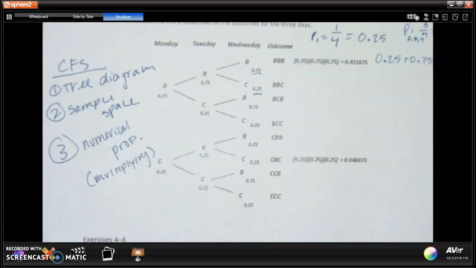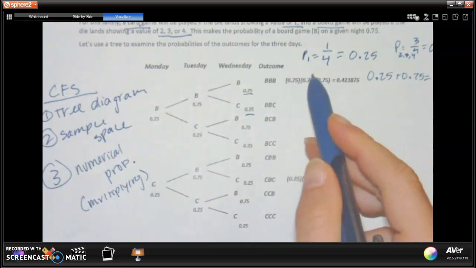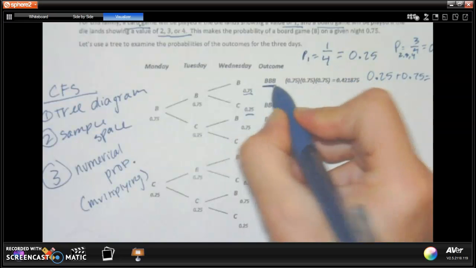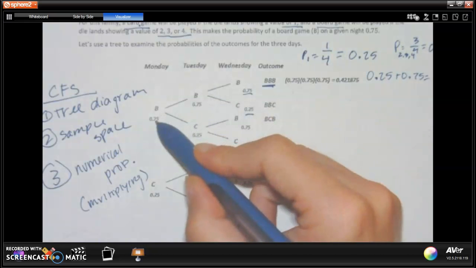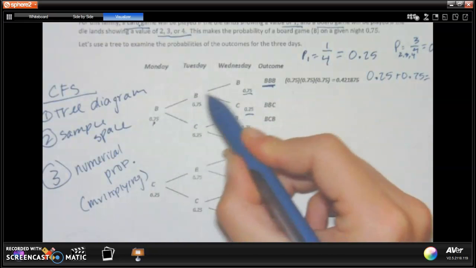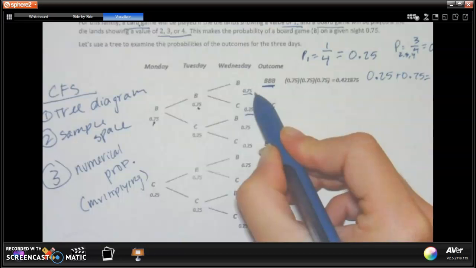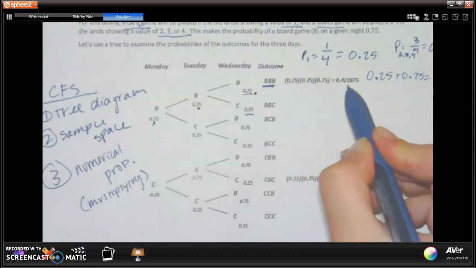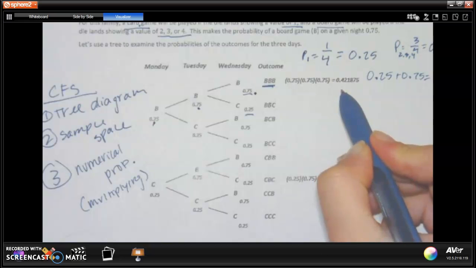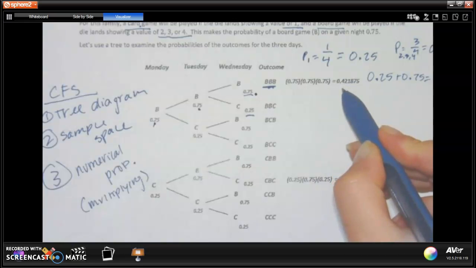The way that we do that is with multiplication. So what you can see here is that this problem has already started to do that. It wants to know the probability of them playing a board game every night of the week, Monday, Tuesday, and Wednesday. So we're multiplying the probability of it being a board game on Monday, 0.75, times the probability of it being a board game on Tuesday, which is 0.75, and then multiplying it by the probability of it being a board game on Wednesday, which is 0.75. So when we multiply those three factors, we get an answer of 42 hundredths, or the probability of it being a board game 3 nights in a week is 42 hundredths.